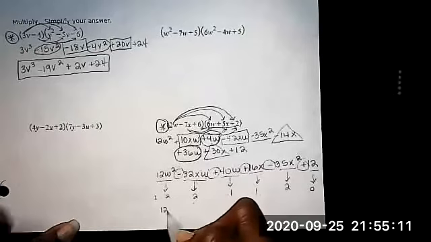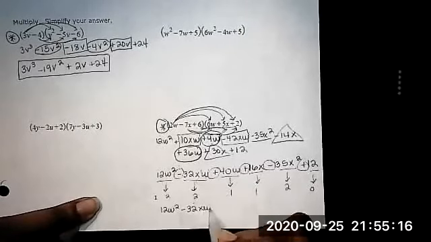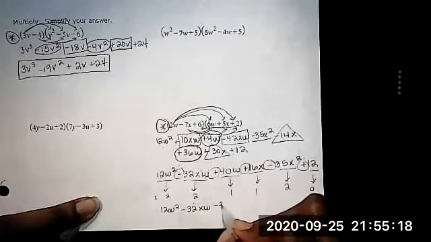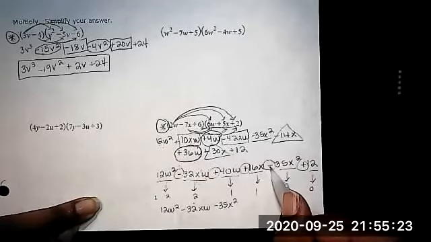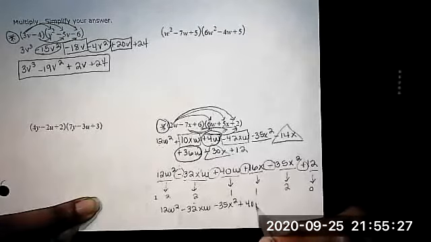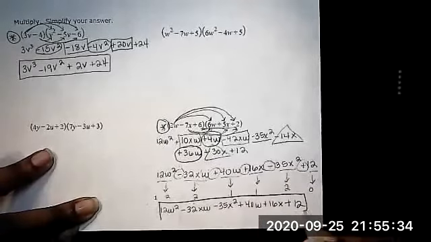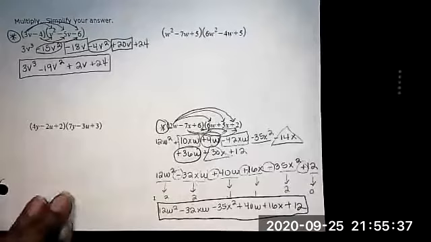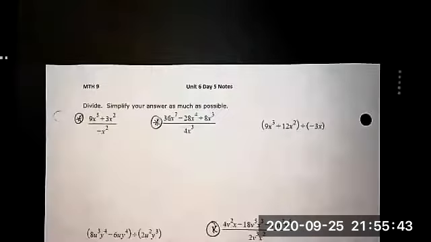So you can put 12w squared minus 32xw and then minus 35x squared. Remember the negative, the sign in front of it goes with it. And then the rest of these can just go 40w, 16x plus 12. Again, I'm putting it in standard form, highest degree to lowest. And there you go. Okay. So, whew, that was that.